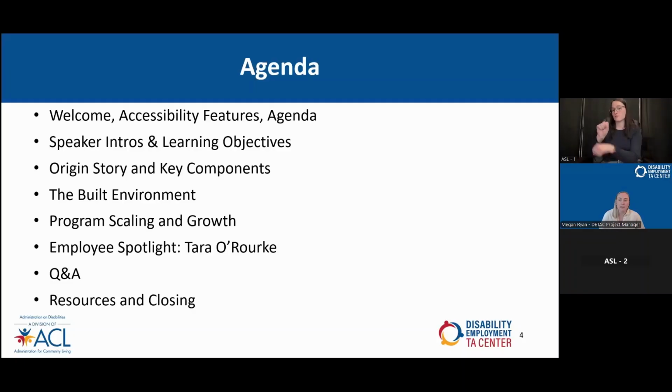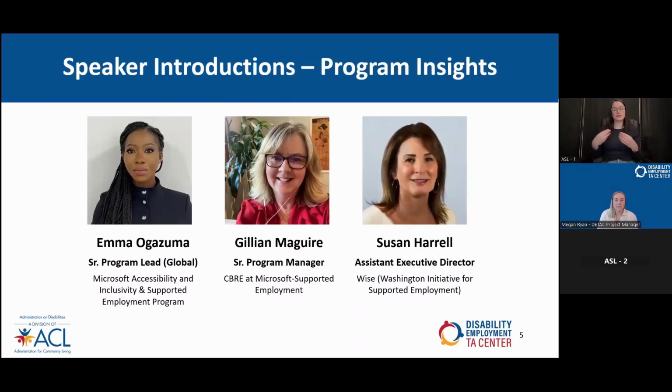And then last but certainly not least, we're going to be hearing from Tara O'Rourke and Mike Shea, who are part of the Microsoft Supported Employment Program, and we'll be talking a little bit about their work together on Microsoft's Redmond, Washington campus. And last, we'll do some Q&A and have resources and closing.